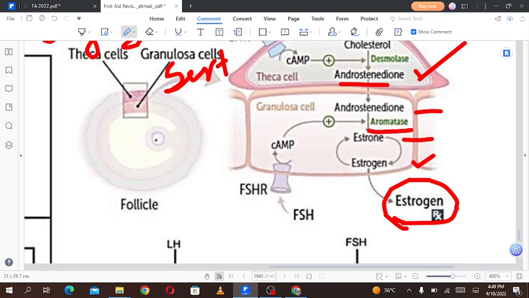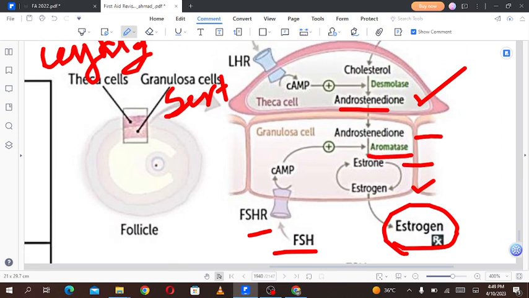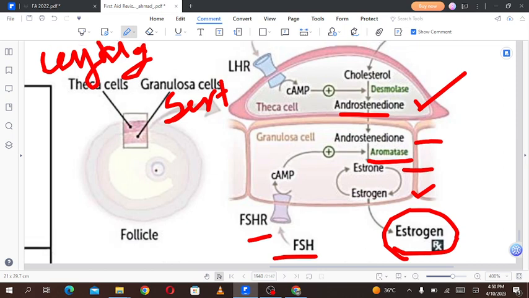And the very important point that we were about to miss is that the granulosa cell aromatase activity is enhanced or stimulated by the FSH when FSH binds to the FSH receptors on the granulosa cells. So we have FSH receptors on the granulosa cells, while we have LH receptors on the theca cells. Remember? I hope it is clear.